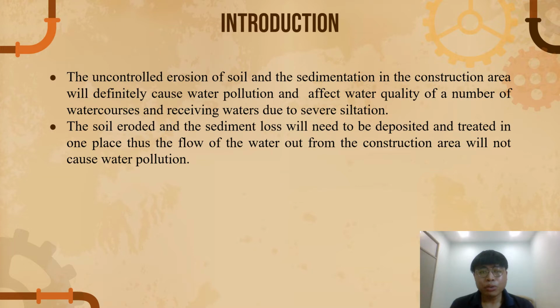The uncontrolled erosion of soil and the sedimentation in the construction area will definitely cause water pollution and affect the water quality of a number of watercourses and receiving waters due to severe siltation. The eroded soil and sediment loss will need to be deposited and treated in one place, so the flow of water out of the construction area will not cause water pollution.